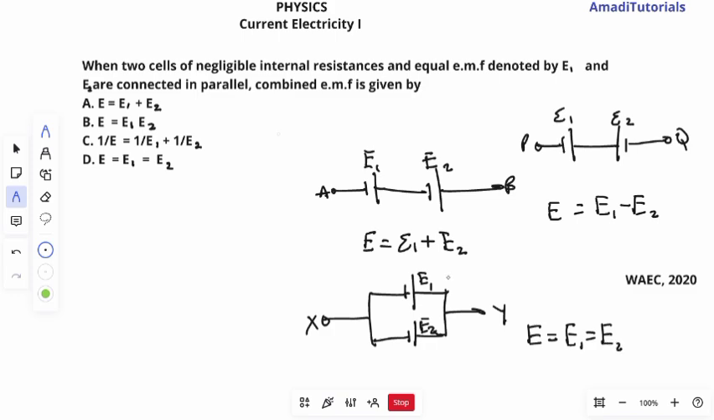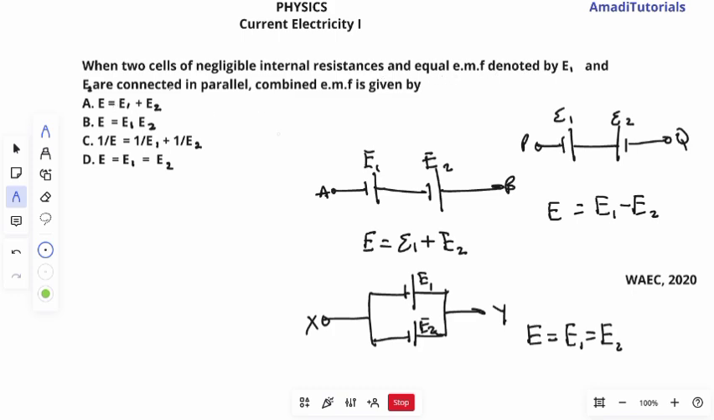So when cells are connected in parallel in a consequential manner, that's in one polarity, all the cells will have the same voltage reading. If E1 was 2 volts, E2 will be 2 volts, and the equivalent will also be 2 volts.